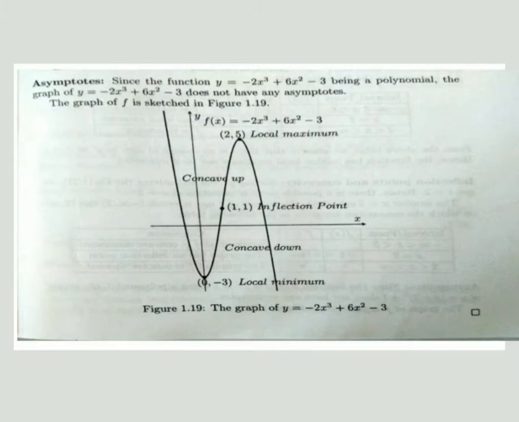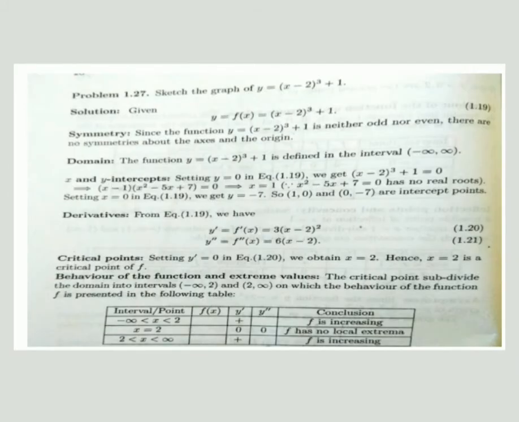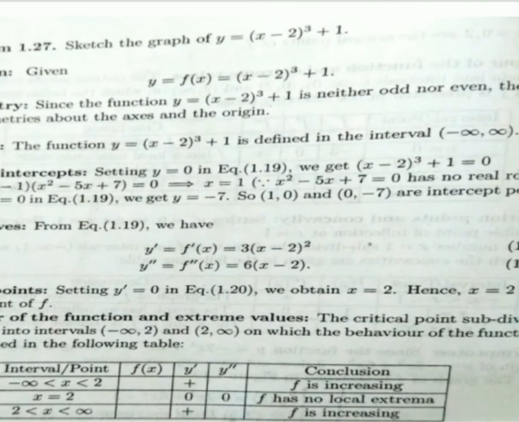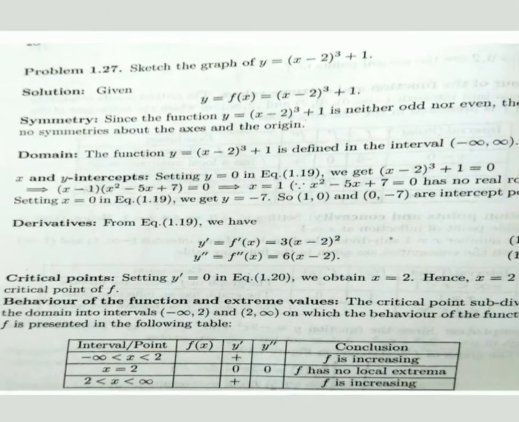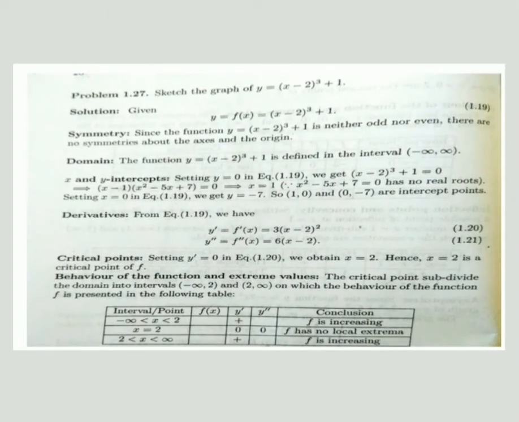Okay. Next we move on to the next problem, that is y is equal to x minus 2 whole cube plus 1. Again this function is neither odd nor even, so there is no symmetry about the axis or the origin. Next the domain will be minus infinity to plus infinity. Next we will obtain the intercepts. So x minus 2 whole cube plus 1 equal to 0, and we simplify that.